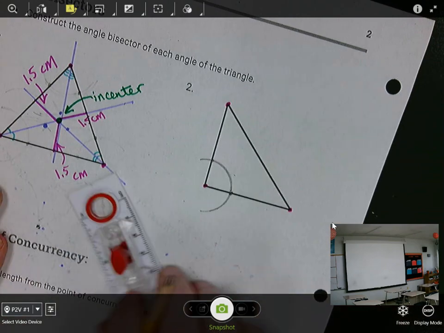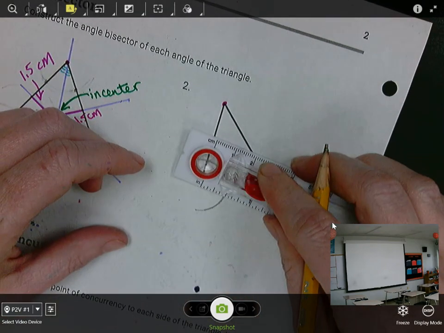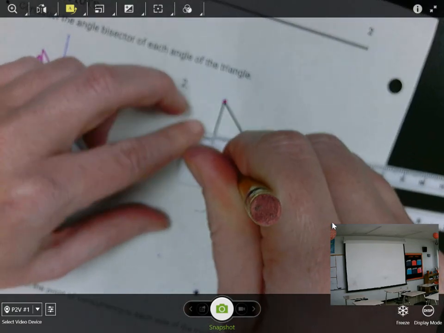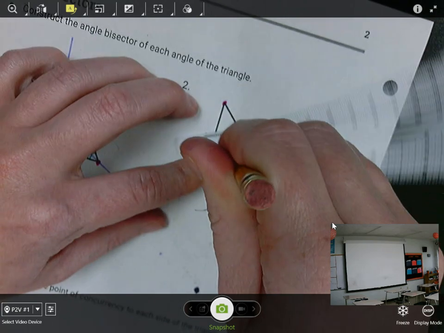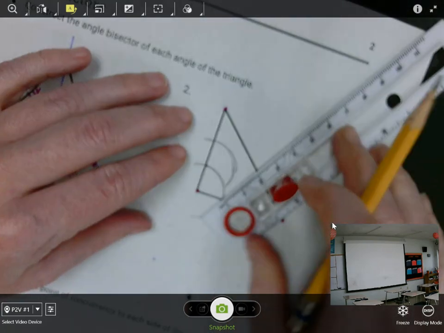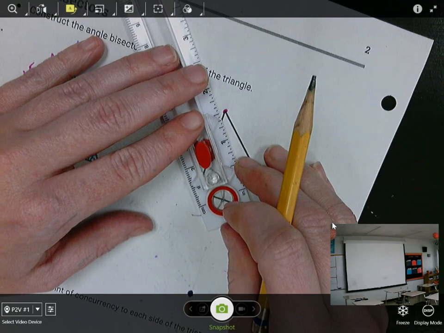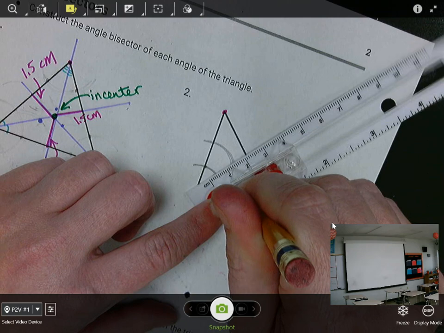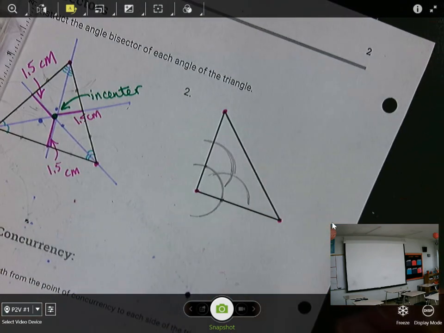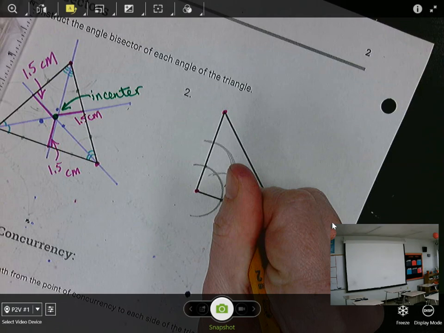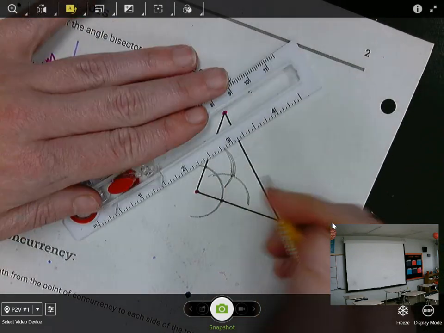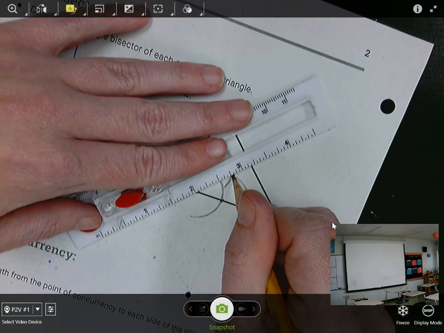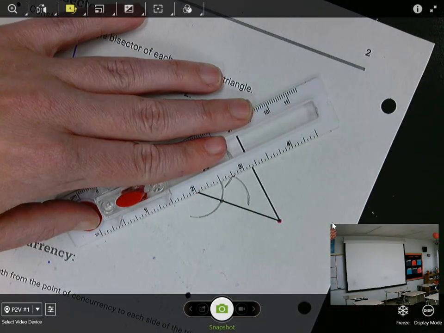Okay. And take that middle point again and put it on this point. And make your circle. Don't let it move. Okay. And then over here, hold it. Okay. Now where they intersect, which is right there, you're going to put a point, and then you're going to use your ruler and line up this point with the point at the angle and draw your angle bisector.